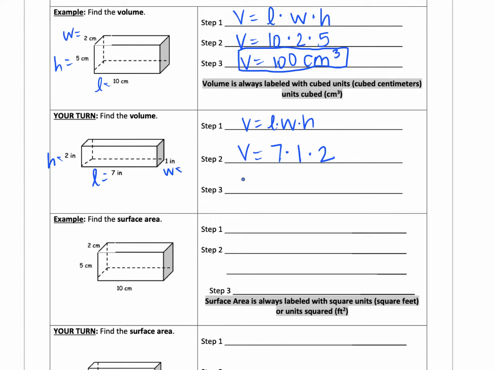All we have to do is multiply here. So 7 times 1 is 7, and 7 times 2 is 14. So 14, and this time I'm dealing with inches, but it needs to be inches cubed because we're talking about volume. So our final answer is 14 inches cubed.